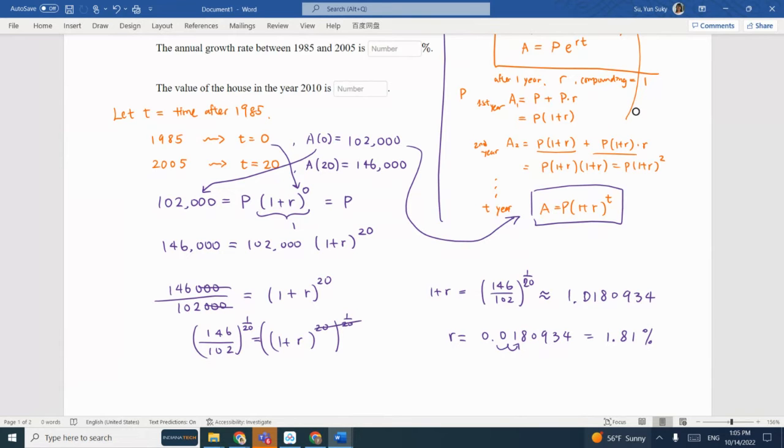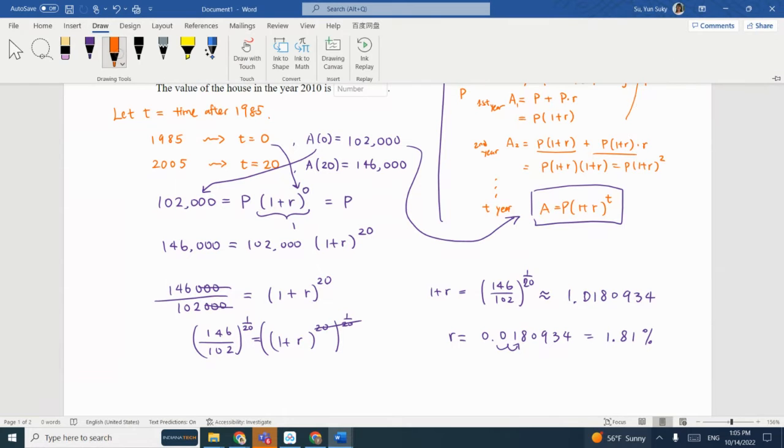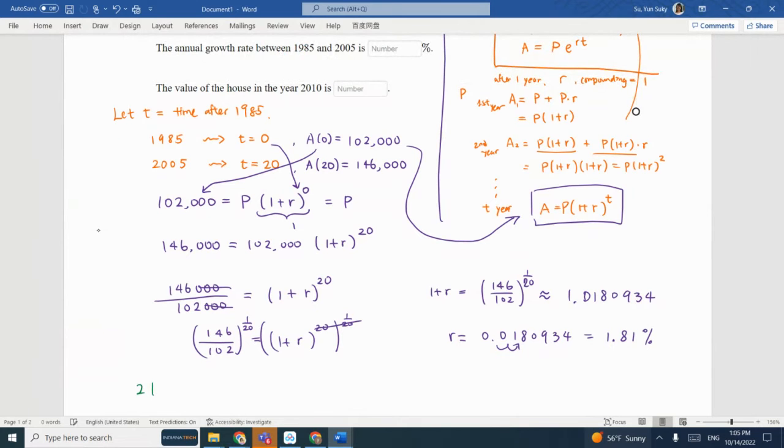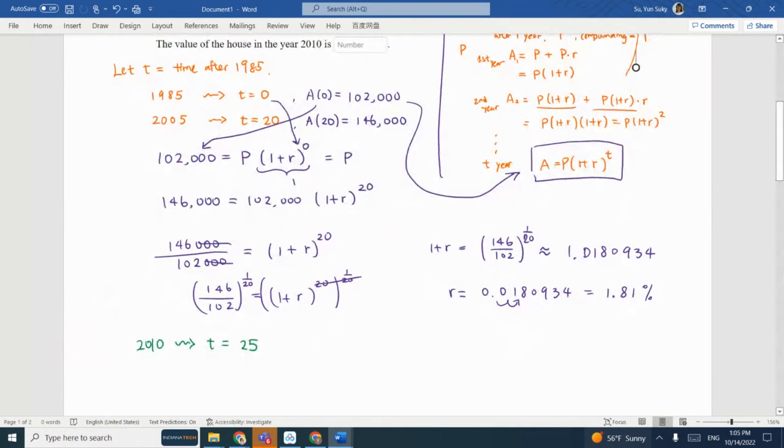And then the value of the house in the year 2010. This is part B. 2010 corresponds to what T? 25. Exactly. So we plug into that formula: A of 25 equals P, which is 102,000, times 1 plus R, and 1 plus R is this number.